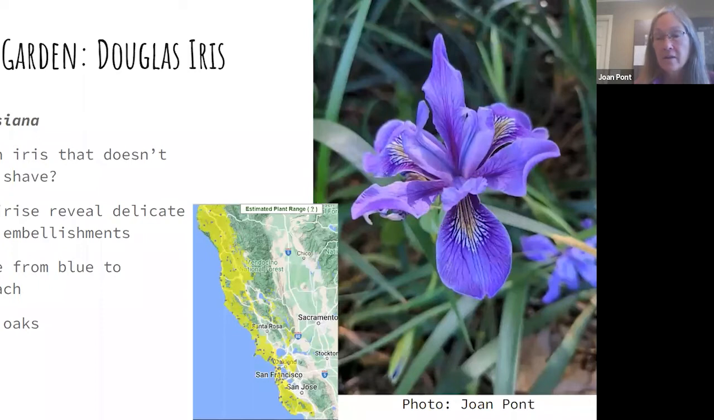And that's one plant that's happy under oaks and beautiful. So you can have two beautiful plants, oaks and irises, and provide that under tree sanctuary site for insect pupation.